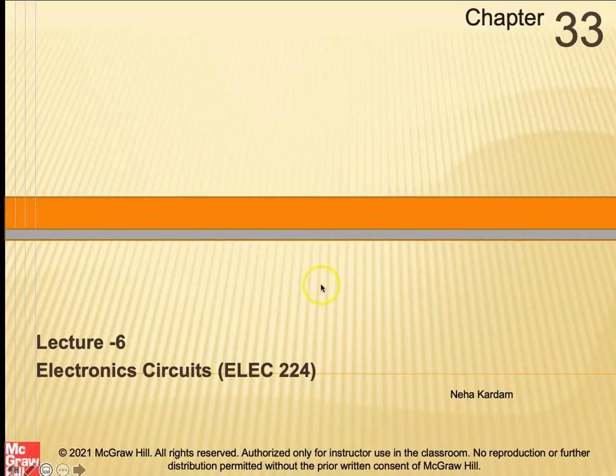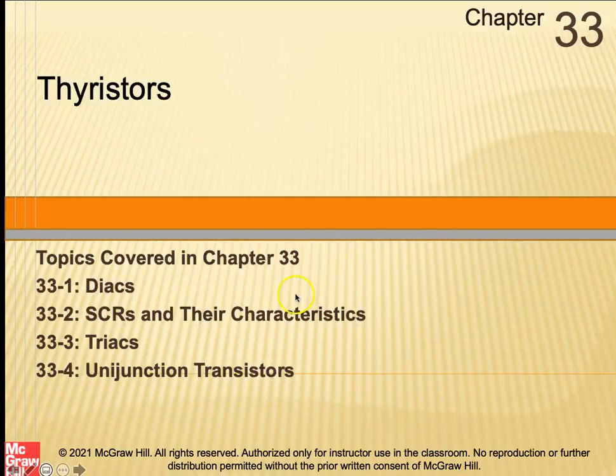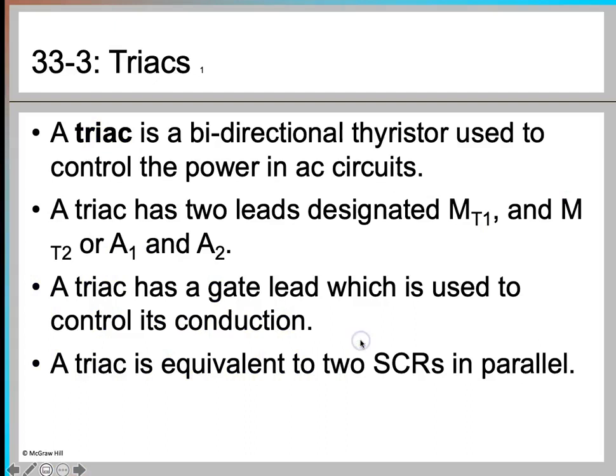In this lecture, we're going to see two different types of thyristors. We will learn about triacs and unijunction transistors. And in the last lecture, we covered diacs and SCRs and their characteristics. So let's begin with the triacs.